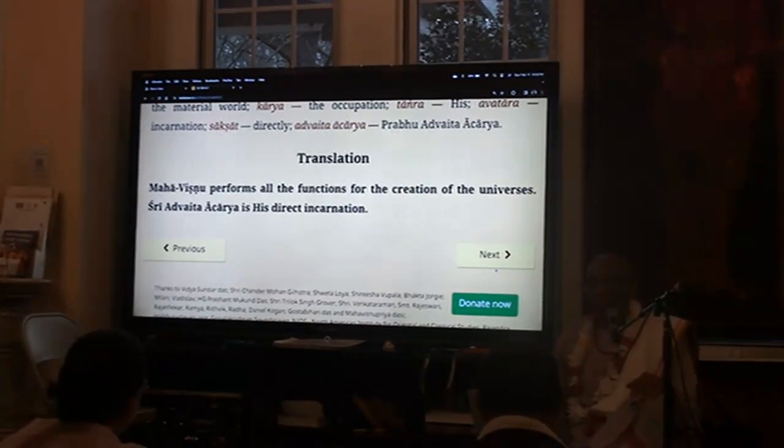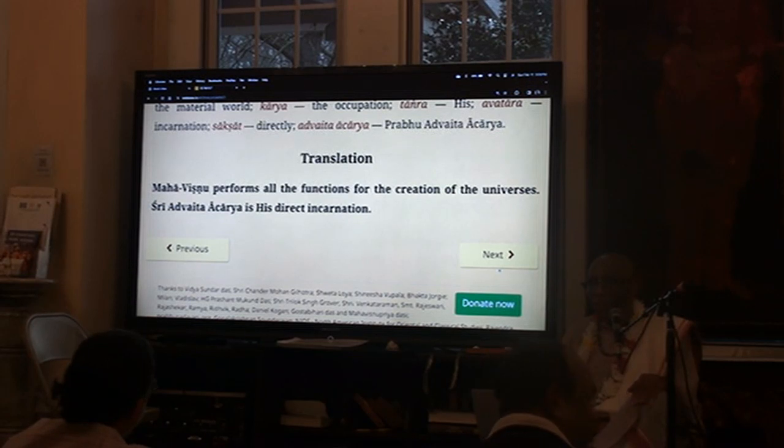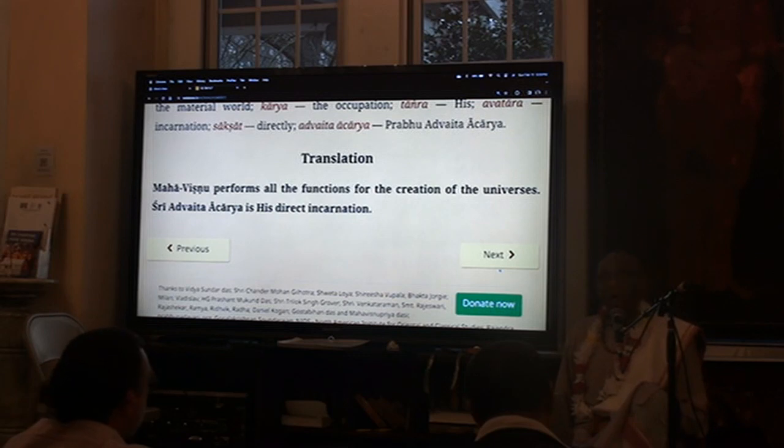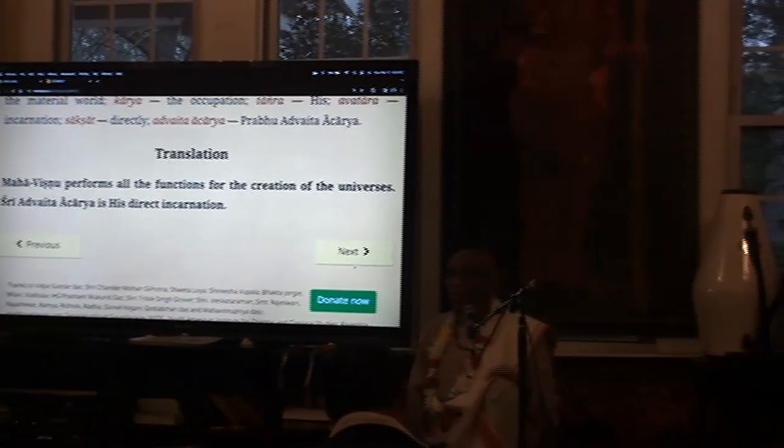Mahavishnu performs all the functions for the creation of the universes, plural. Sri Advaita Acharya is his direct incarnation. So all the universes is beyond us. Even the one we're in, we have trouble with that, and even trying to understand the planet Earth.